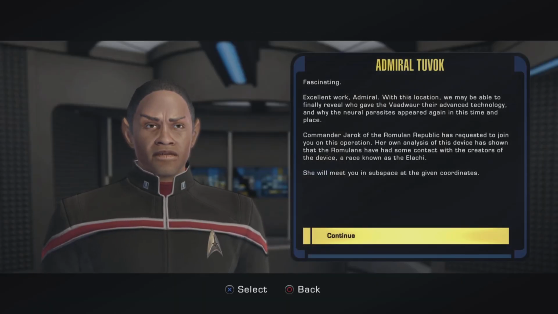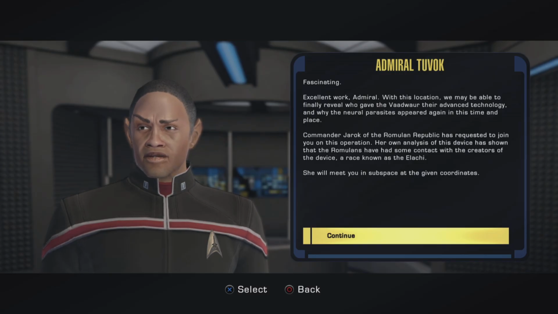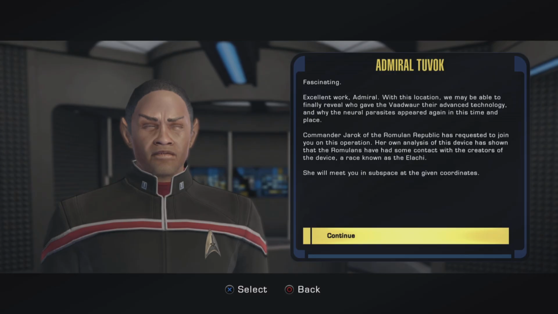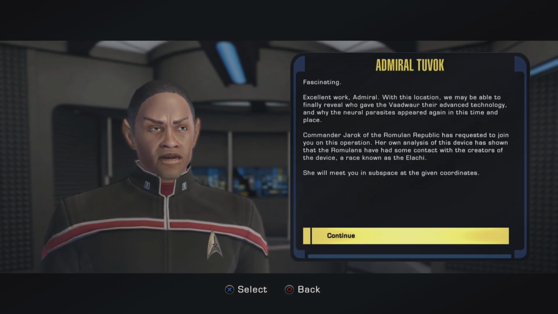Fascinating. Excellent work. With this location, we may be able to finally reveal who gave the Vaadwaur their advanced technology, and why the neuroparasites appeared again in this time and place. Commander Jarok of the Romulan Republic has requested to join you on this operation. Her own analysis of the device has shown that the Romulans have had some contact with the creators of this device, a race known as the Ilachi. She will meet you in subspace at the given coordinates.